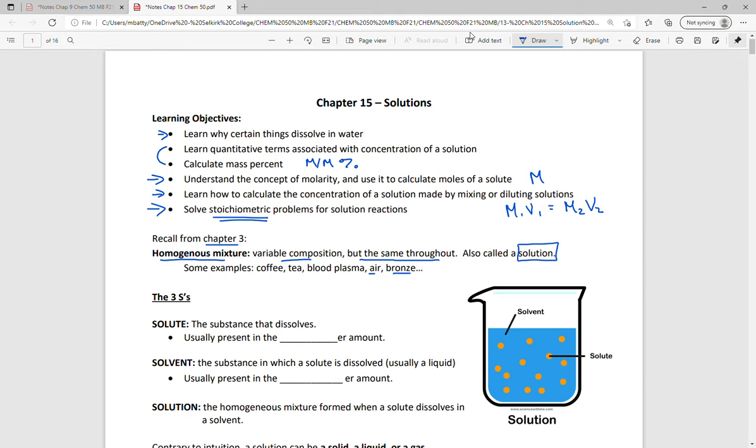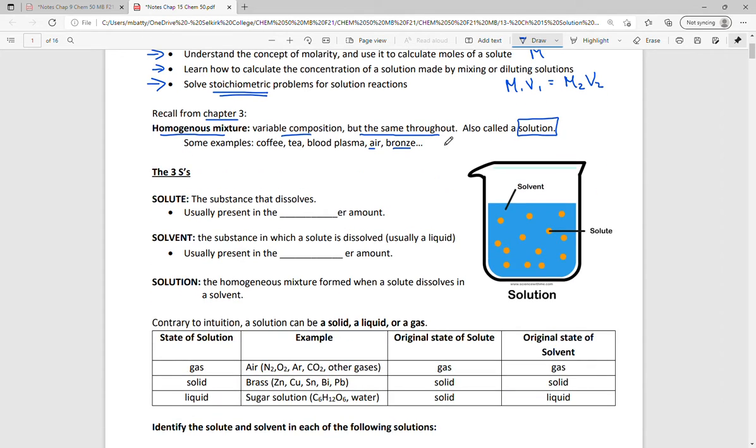There are a bunch of words that associate with solutions. A solution is a homogeneous mixture formed when a solute dissolves in a solvent. The solute is what you're dissolving, so maybe it's the Kool-Aid powder in the water. It's usually present in a smaller amount. The solvent is what you're dissolving it in. It's usually a liquid, as in the case of a lot of ours when water was the liquid. Those are aqueous solutions, and the solvent is usually present in a higher amount.